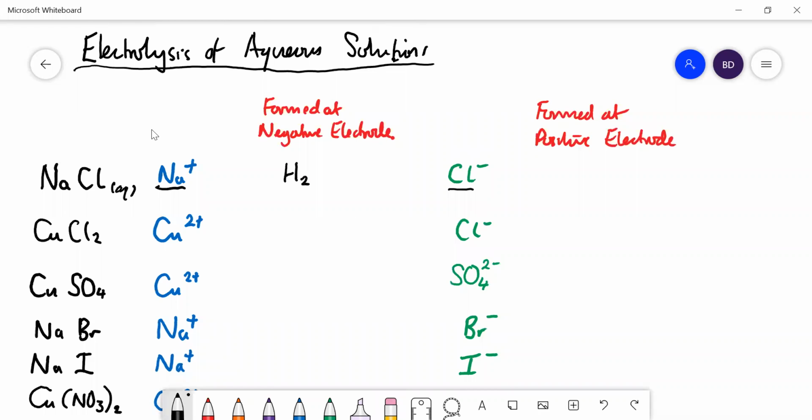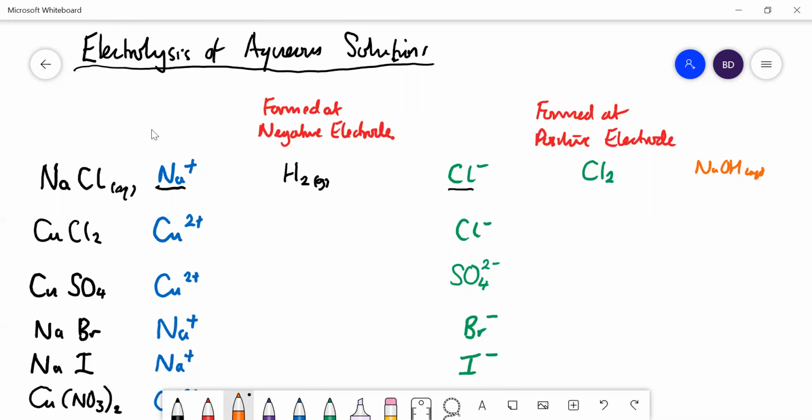And that's because hydrogen ions come from the water, and whenever the metal is more reactive than hydrogen, which is nearly every metal except copper, you don't get the metal released at the negative electrode, you get hydrogen gas. And formed at the positive electrode, the chloride ion gives away its electrons, and you get Cl2. And if you remember, what's left in solution is NaOH solution.